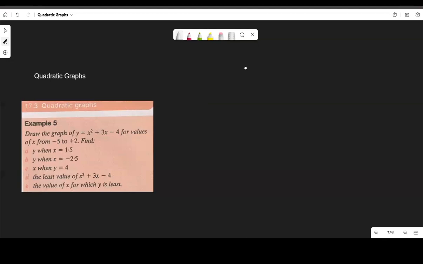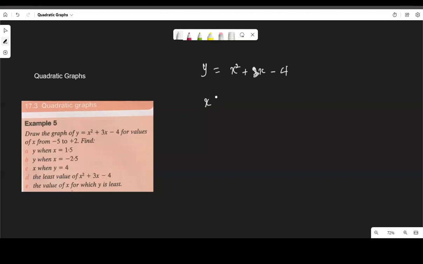Now to solve a quadratic equation by graph, or to draw the graph of a quadratic equation, the first thing we need to do is to prepare the table of values based on the values of x given to us here. We have a range of values of x given here. So the equation is y equals x squared plus 3x minus 4.